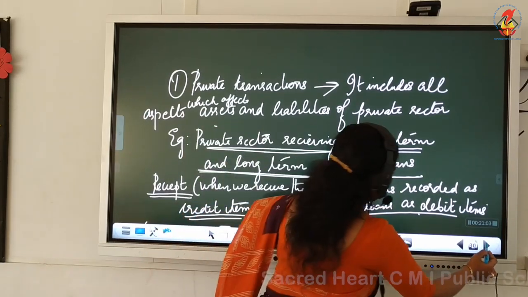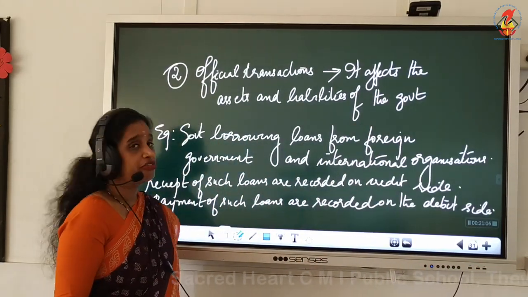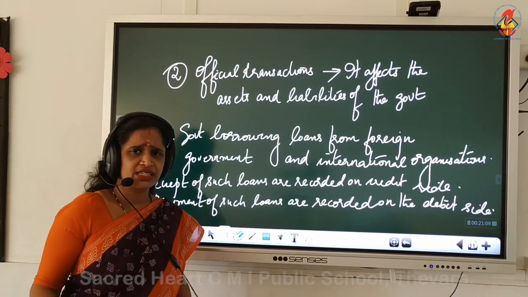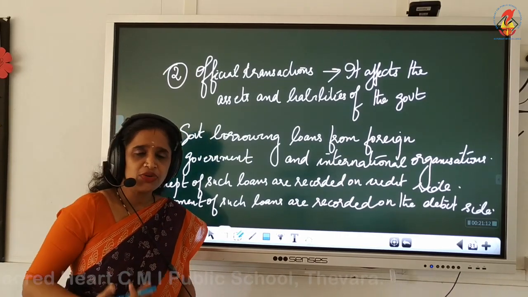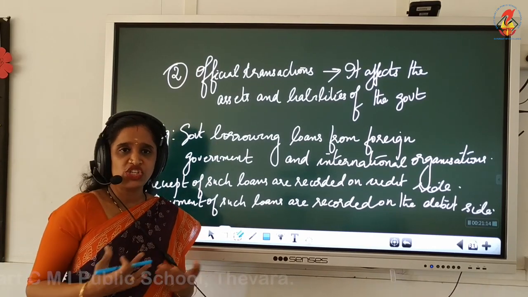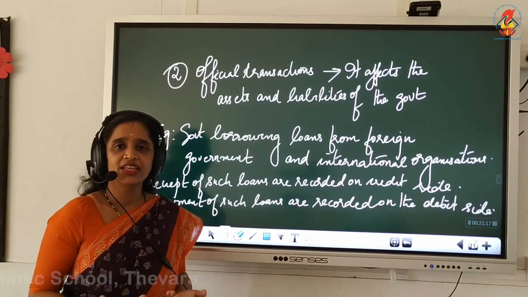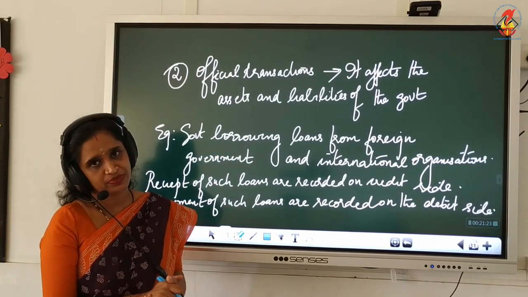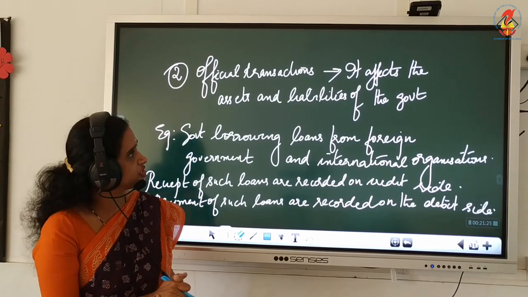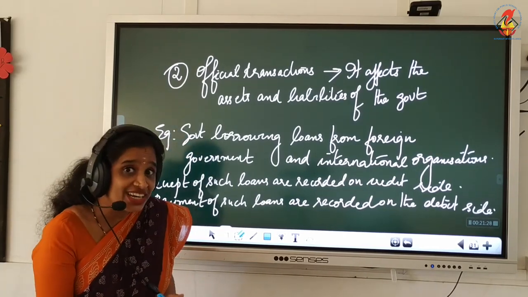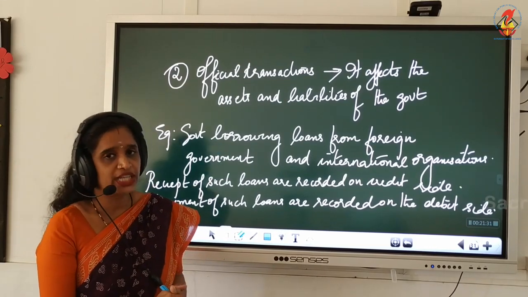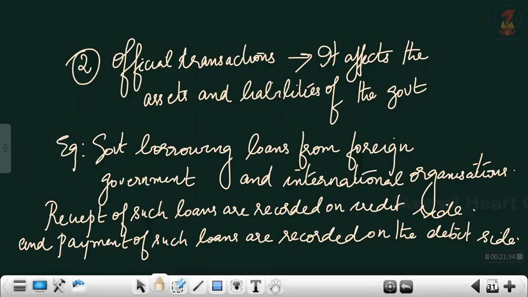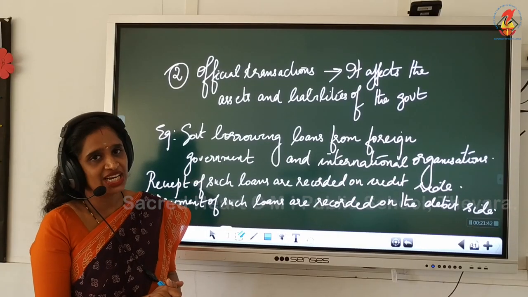Next, we will move on to the second item of the capital account, that is official transactions. Just as the private sector makes some transactions, the government also makes some transactions. So there will be a change in the assets and liabilities of the government also, just like private parties. That is known as government transactions, or official transactions. Those transactions which affect the liabilities and the assets of the government are known as official transactions.